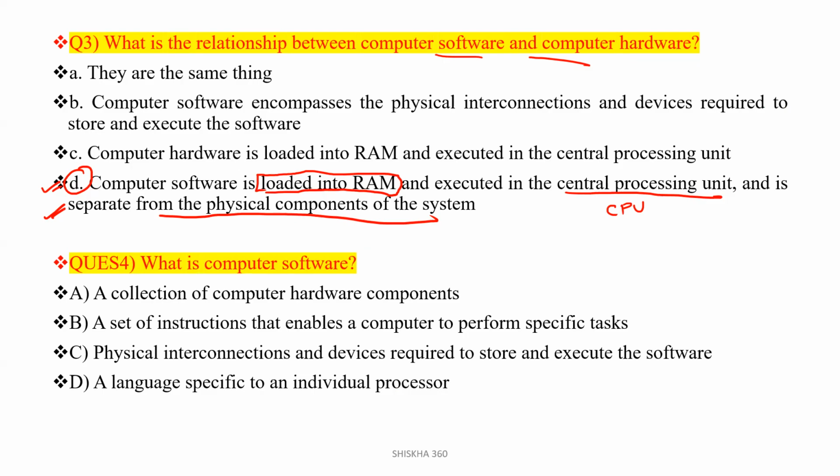So what is a computer software? Computer software, basically, is a set of instructions that enables a computer to perform a specific task. Clear? So option B will be the correct answer.